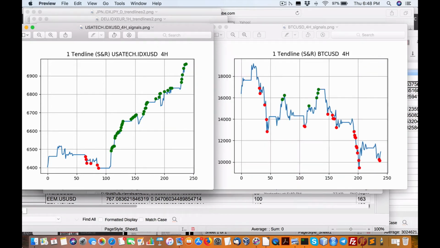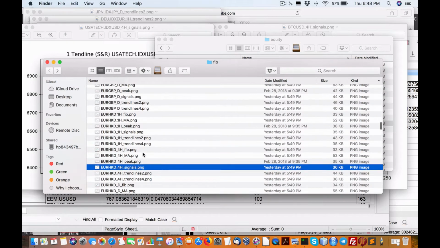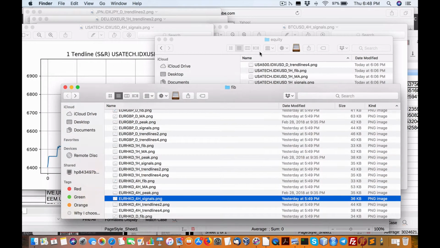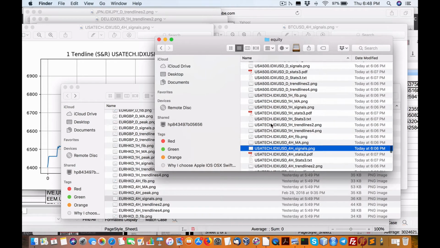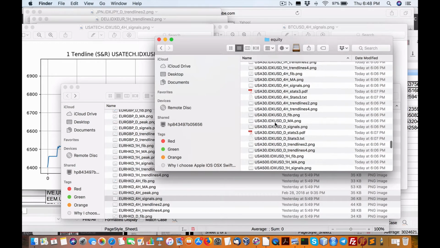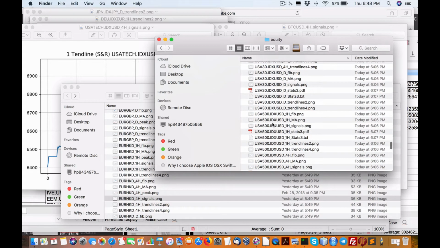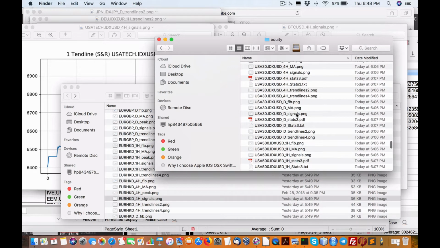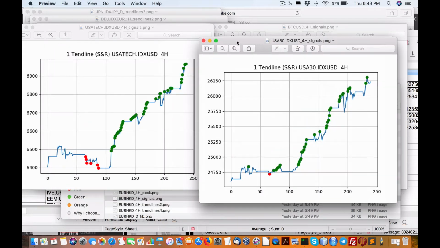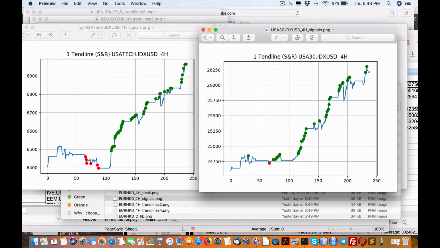And then let's compare that against the US tech. Let's do this US 30 4-hour chart on the signaling right here. Okay, so there you go. So right now, that's where I'd put my capital based upon what I'm seeing on the signaling 4-hour chart, where you want to load up.